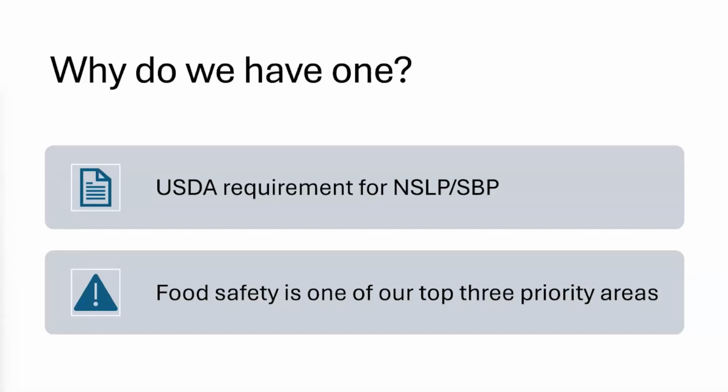Let's start by going back to the very beginning. Why do schools have a HACCP book in the first place? First, the USDA requires that all school food authorities participating in the National School Lunch Program or the School Breakfast Program have a food safety program for each of its food preparation and service facilities. The food safety program must be based on Hazard Analysis Critical Control Point, or HACCP, principles and comply with guidance issued by the USDA. And secondly, but most importantly, food safety is one of our top 3 priority areas.